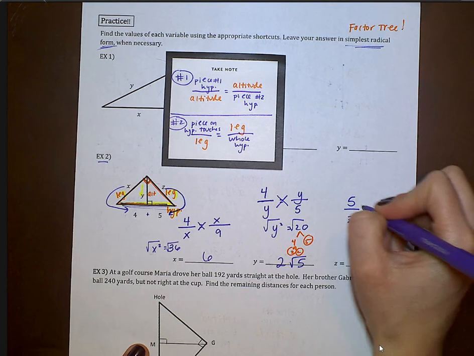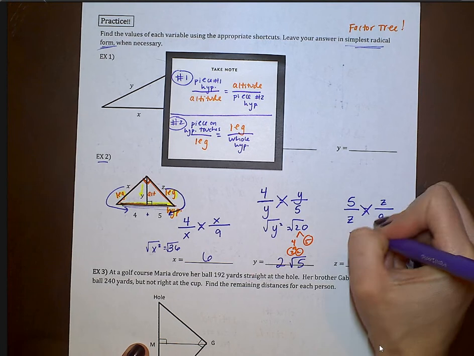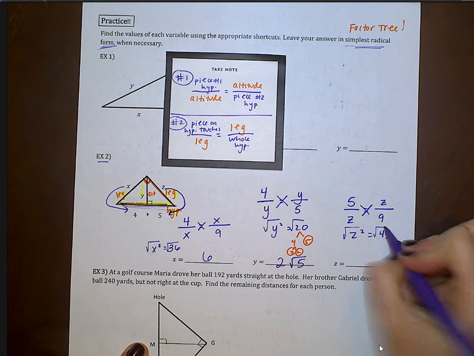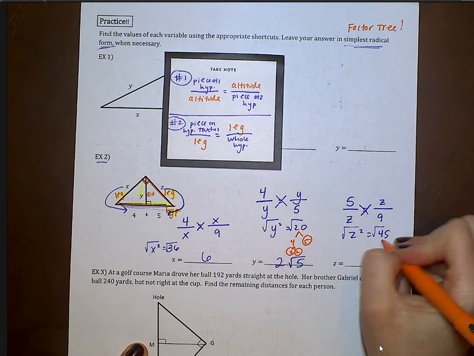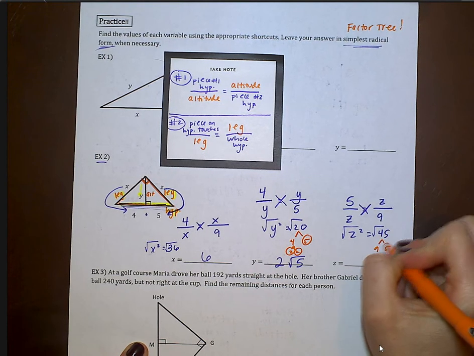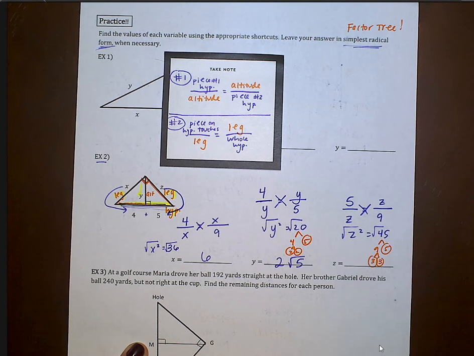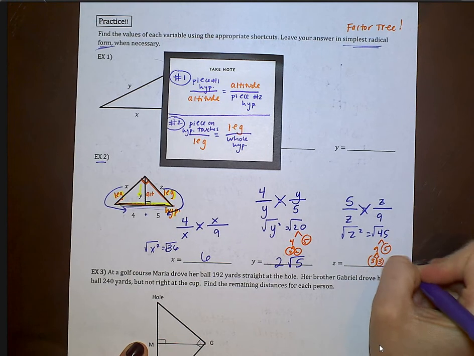Okay, then I cross multiply, so I have z squared equals 45. Okay, here's another factor tree example. 45 is not a perfect square, so maybe like 9 and 5, 3 and 3. There's a pair of 3's, so 3 comes out, 5 stays under.